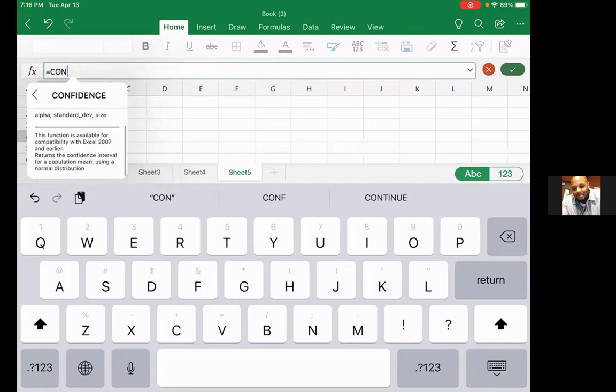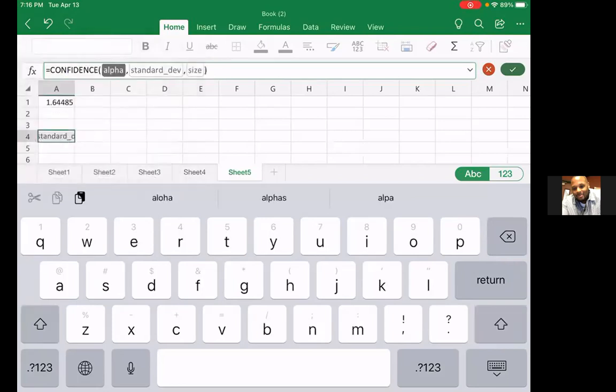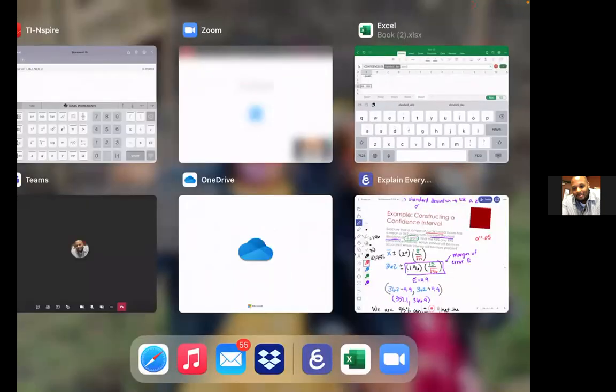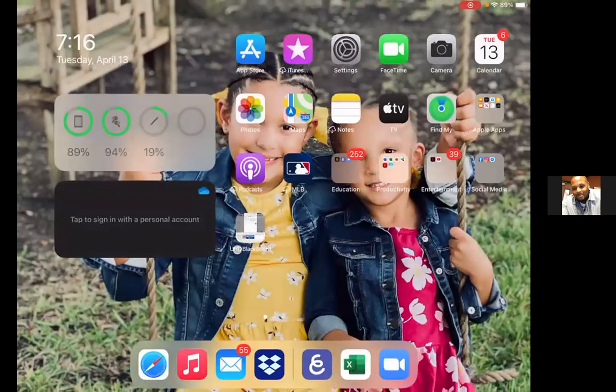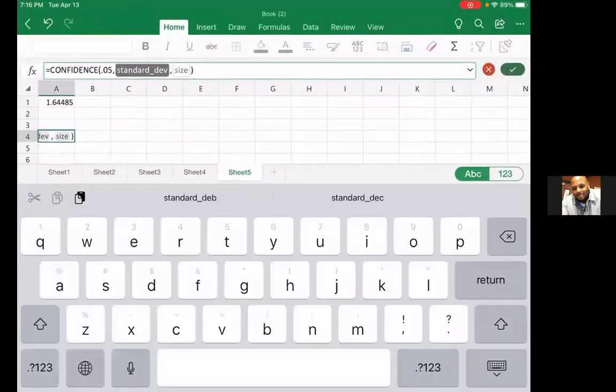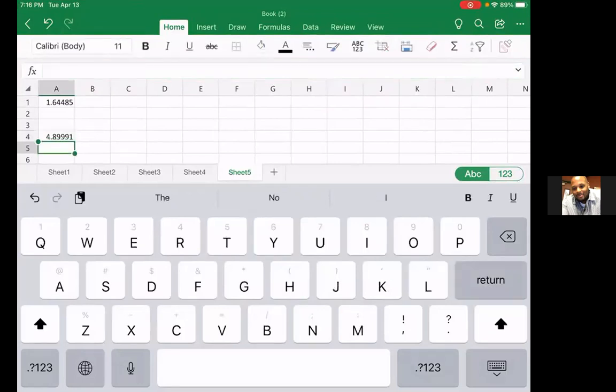I guess we can use either confidence. Let's see which one gives what we got earlier. Let's go confidence. So my alpha here is 0.05. Standard deviation was 15. And my sample size was 36. And it gives me this value of 4.8991, or we'll say 4.9.